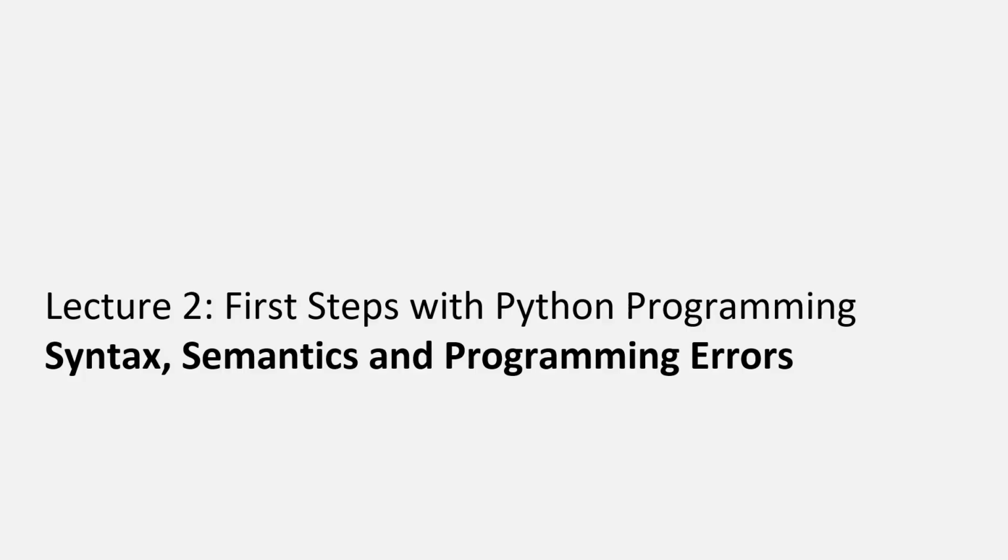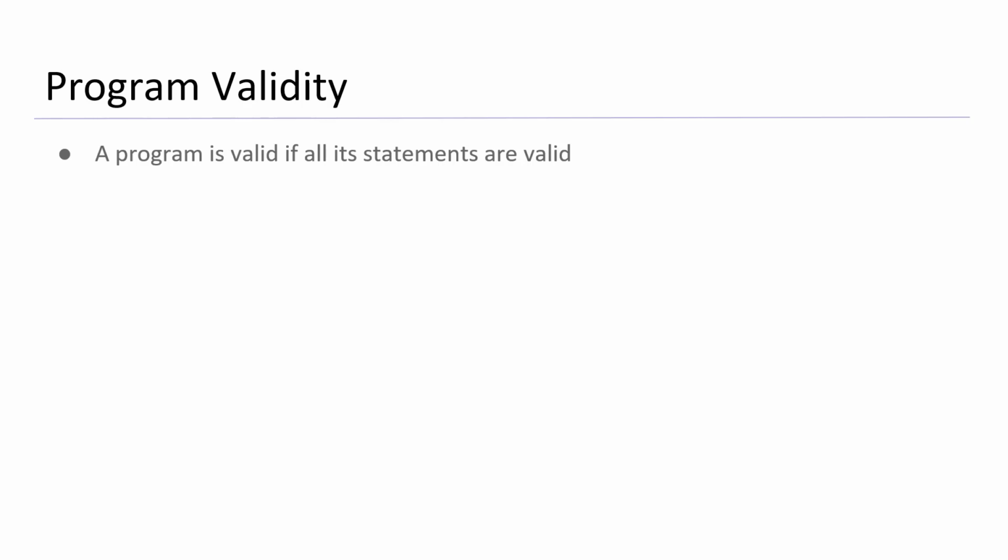One of the key skills that you will need to acquire when learning programming is the ability to identify, understand, and fix errors. In this video, we will look at the different types of errors you will come across when writing Python code.